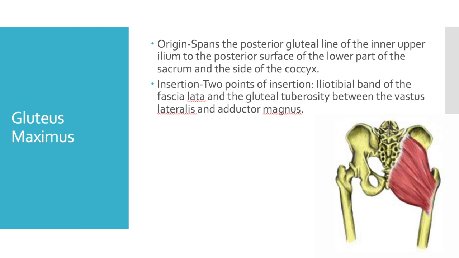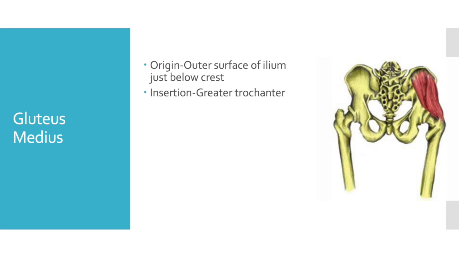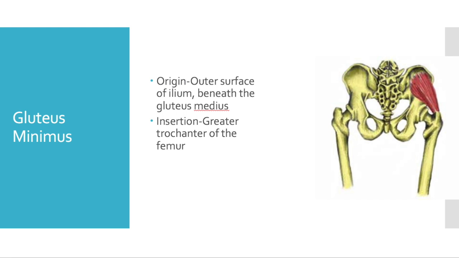The two points of insertion are the iliotibial band of the fascia lata and the gluteal tuberosity between the vastus lateralis and adductor magnus. The gluteus medius has an origin that spans the outer surface of the ilium just below the crest. The insertion is at the greater trochanter. The gluteus minimus has an origin point on the outer surface of the ilium beneath the gluteus medius. The gluteus minimus has an insertion point on the greater trochanter of the femur.